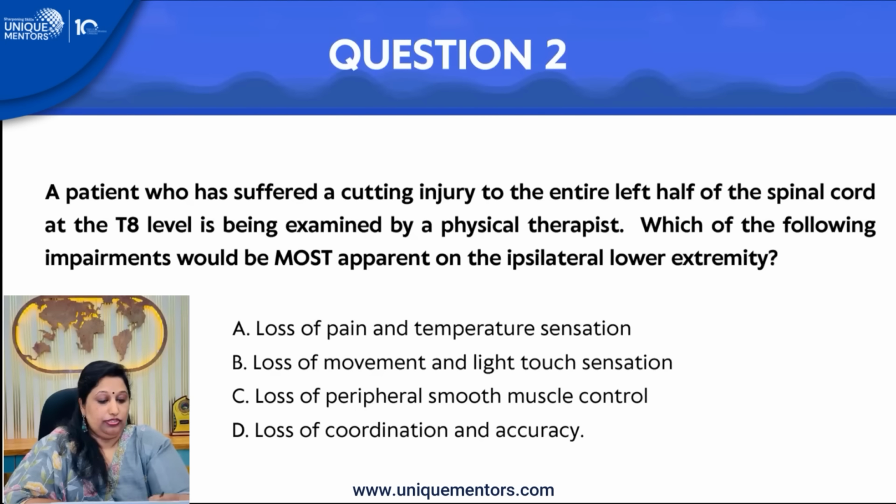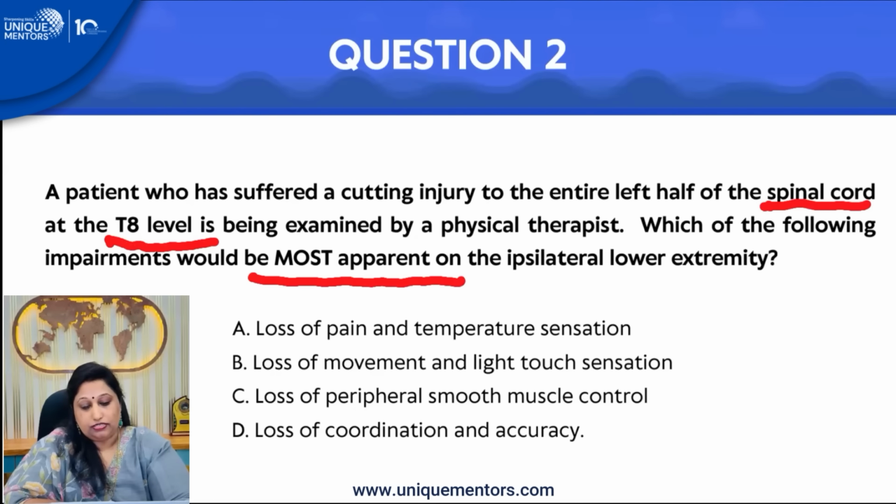So now here what you have to see is, first of all, when you are getting any question related to the spinal cord, you have to see which level it is. Of course, this is T8 level. He had a cutting injury, and the question is asking for the most apparent loss or impairment on which side. That is also very important, on the ipsilateral side. So these are the key points that you have to check with in this question. Okay. Now we'll go on to the answers.